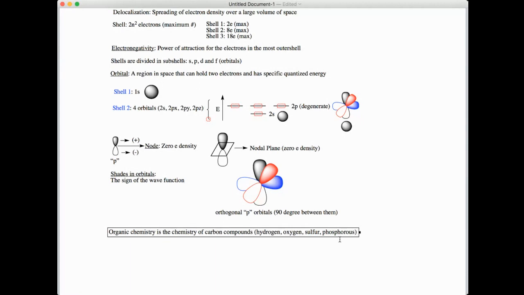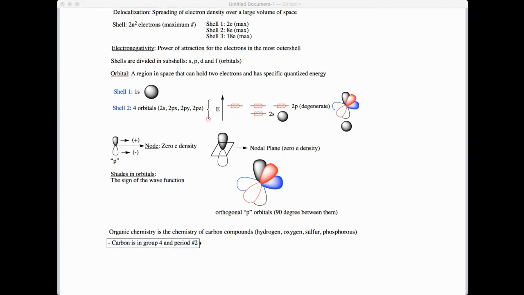So carbon is on the periodic table, and I'm going to write over here, carbon is in group 4 and period number 2. Have you guys studied the periodic table in general chemistry one? You should have. I haven't taught general chemistry ever, so okay, good. The trends and everything, beautiful.